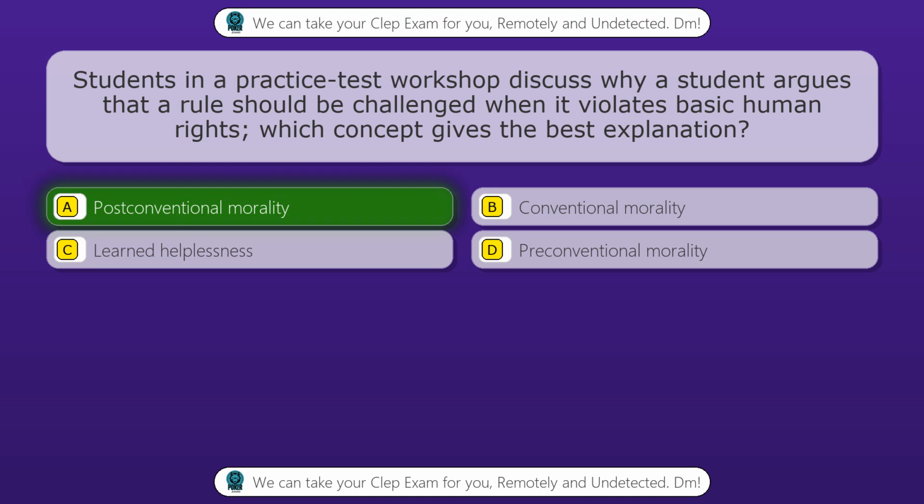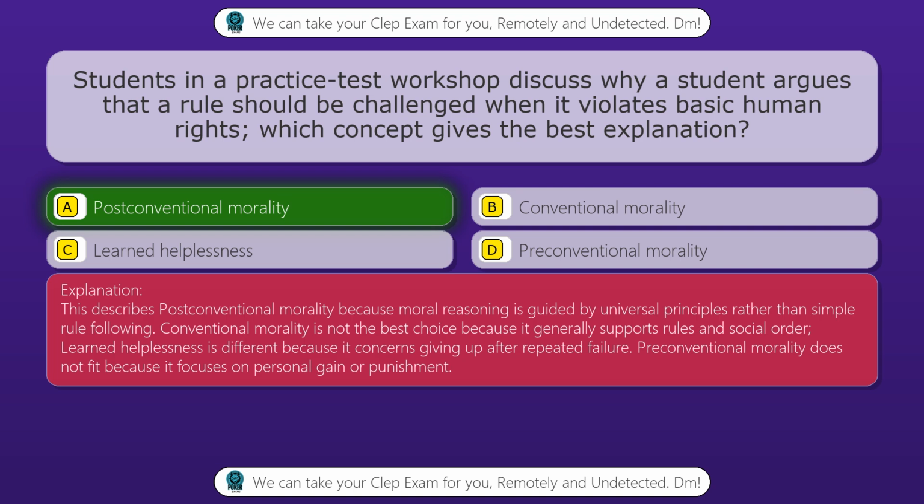The correct answer is option A, post-conventional morality. This describes post-conventional morality because moral reasoning is guided by universal principles rather than simple rule following. Conventional morality is not the best choice because it generally supports rules and social order. Learned helplessness is different because it concerns giving up after repeated failure. Pre-conventional morality does not fit because it focuses on personal gain or punishment.